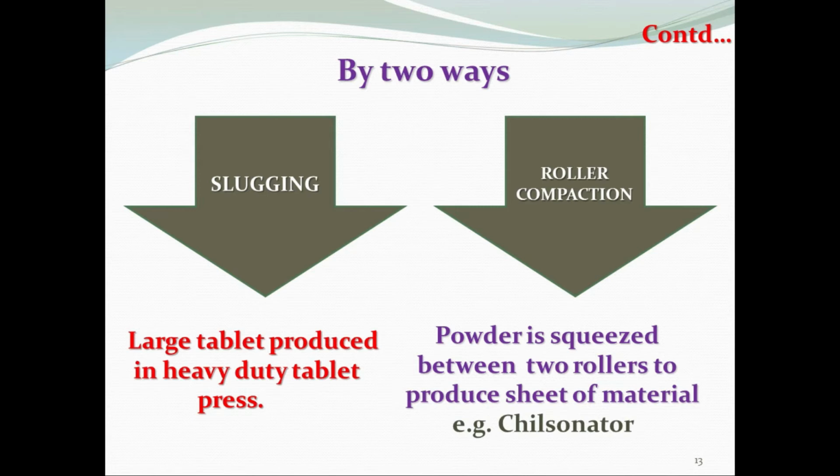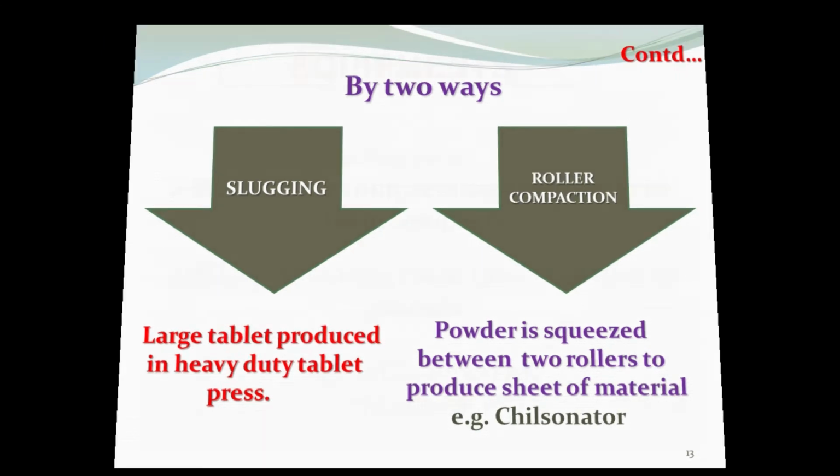Likewise slugging, whatever we did in slugging, the same thing we can do in a roller compactor. But the only difference between slugging and roller compaction is that in slugging we need to initially produce large tablets by using heavy duty compression machines or a compression press, and in the case of roller compaction we are using a machine called a chilsonator. It is also called a roller compactor. Don't forget, chilsonator and roller compactor are one and the same.